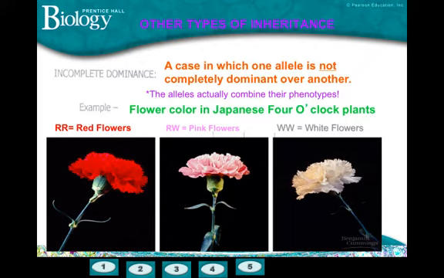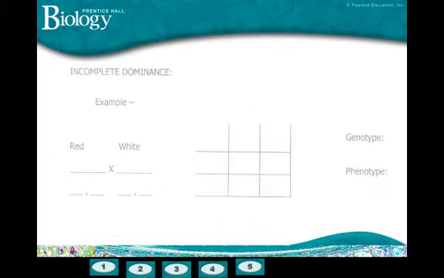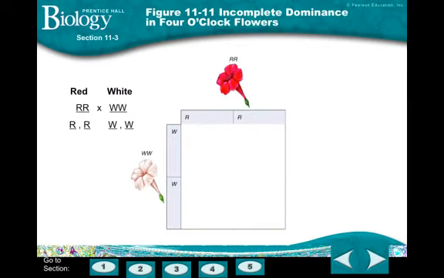Now, if there is a combination, the pink flower example, that's when the plant inherits one red trait and one white trait. One red allele, one white allele. So this is what your note packet looks like. You've already written in the definition for incomplete dominance and the example. Now we're going to fill in the red and the white parent.